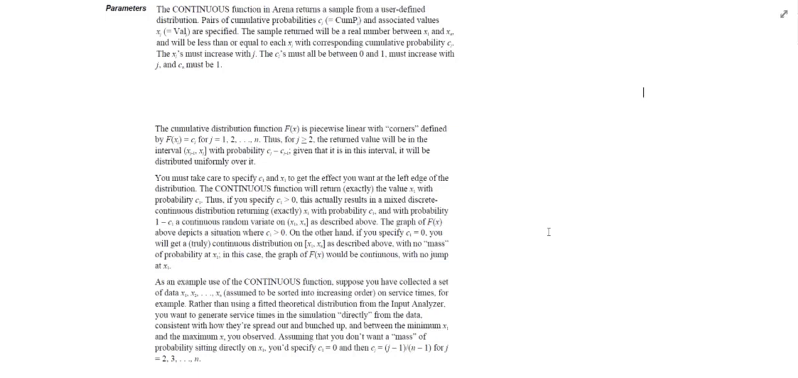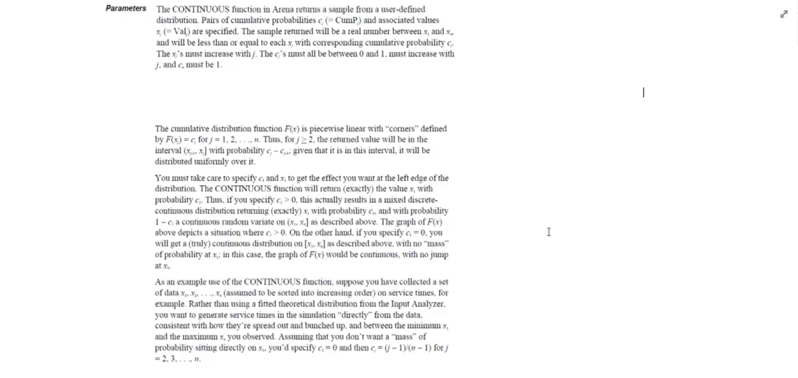As an example use of the continuous function, if you had a set of data that you had collected, x1, x2, and so on up to x sub n, assumed to be sorted in increasing order, on service times, for example, rather than using a fitted theoretical distribution from the input analyzer, you might want to generate service times in the simulation directly from the data. Again, if I've got data on the system, I want to utilize that, and this will be consistent with how they're spread out and bunched up and between the min and the max you observe.